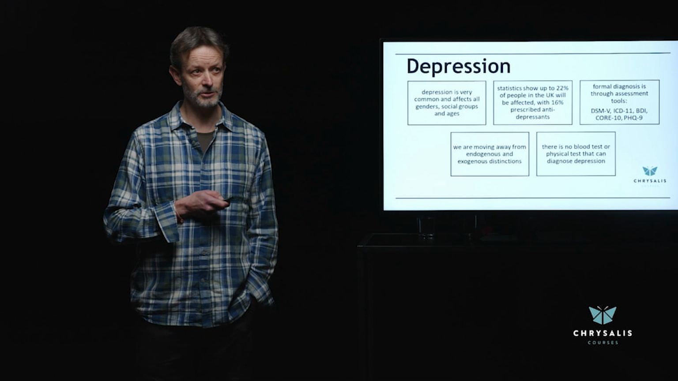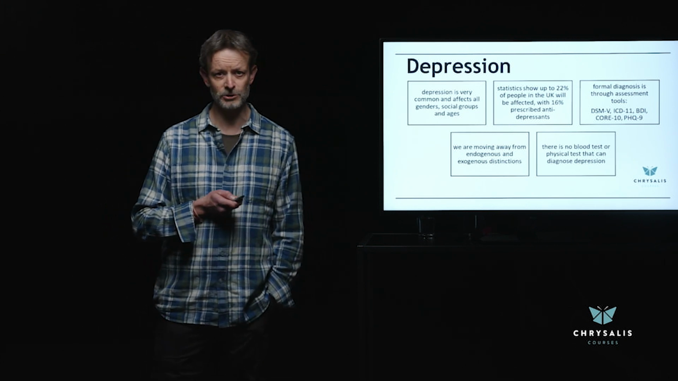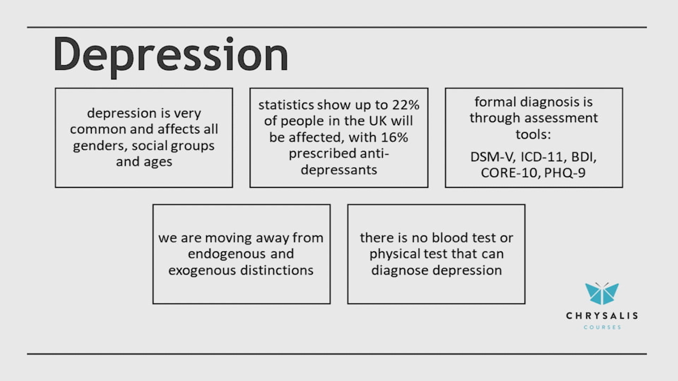Some of the assessment tools consist of the DSM-5, the ICD-11, which is the British version of the DSM-5, the BDI, the Beck's Depression Inventory of about 30 different criteria for presenting symptomologies. There's the Core 10 assessment, as well as the PHQ-9, which you would already be familiar with from Year 2. Your placement organisations would all be familiar with a process of assessment and may use one or more of these different types.